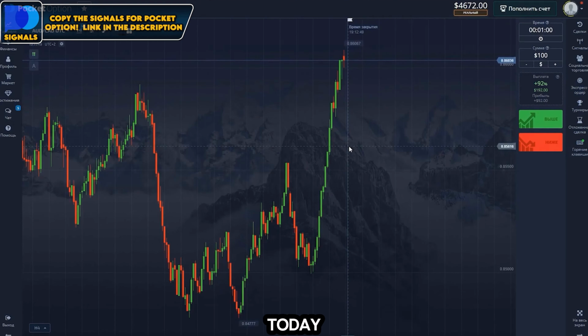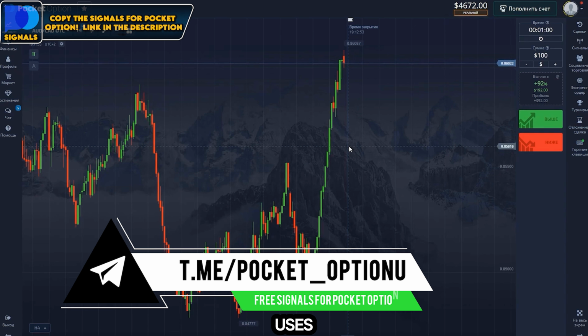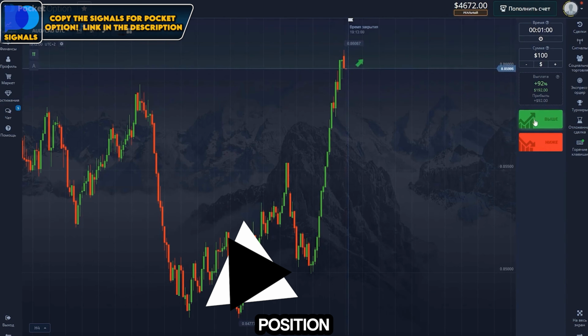Hello everyone, today we will be trading on the Pocket Option platform. I will show you a strategy that uses resistance and support lines. I will show you how to make money using it on this platform. By the way, you can enter a downward position for 3 minutes.